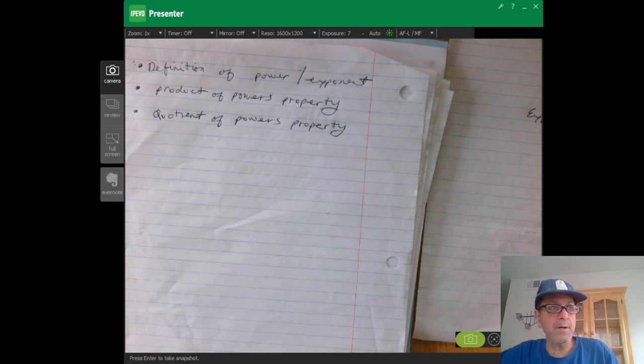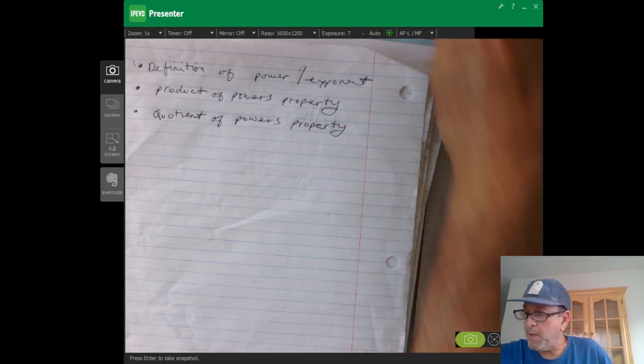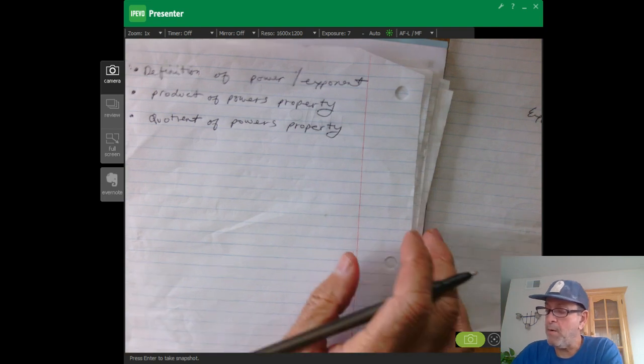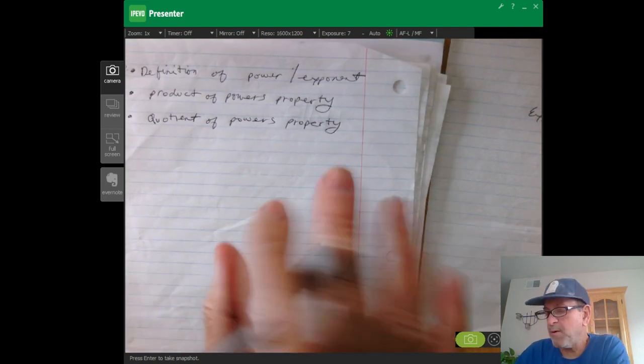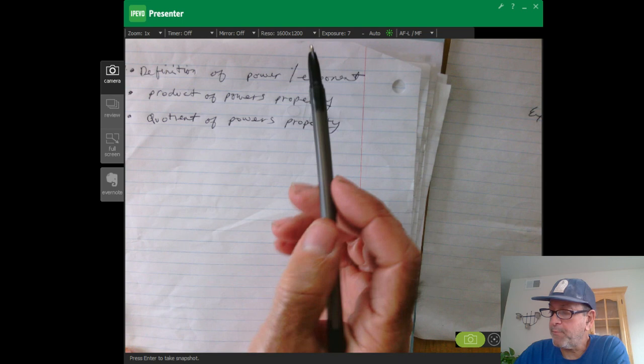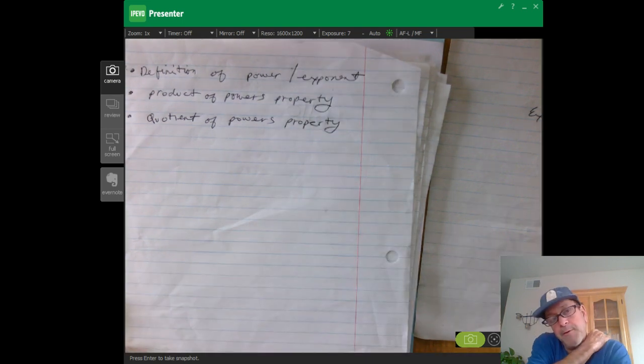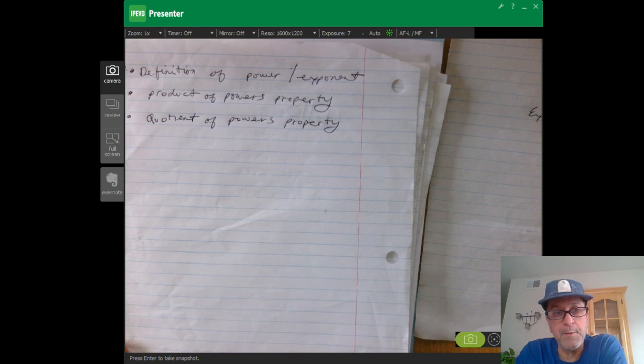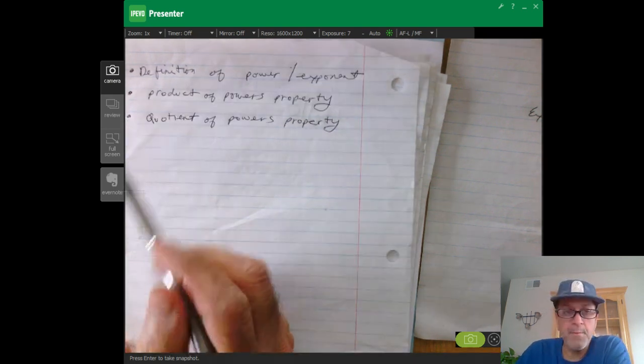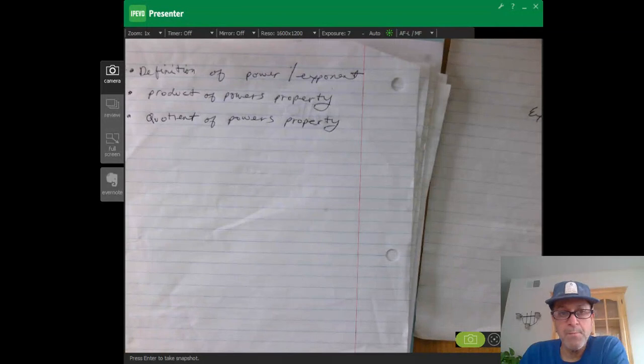Okay, so what we're going to do right now is talk about powers and exponents. They go together. An exponent is part of a power. We're going to define that, talk about what it is, then talk about two of the properties of powers in this video.